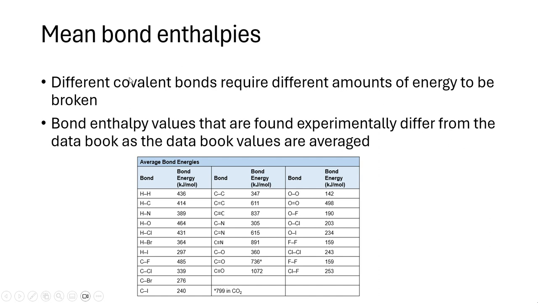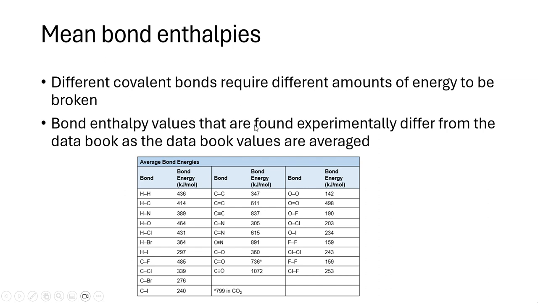I call them mean bond enthalpies. Different covalent bonds require different amounts of energy to be broken naturally. A CC bond will be different to a CH bond. Bond enthalpy values found experimentally differ from the data book, as the data book values are averaged. Bond enthalpy is very easy. It's just the bond energy you've seen in GCSE already. You find the bond energy of the left hand side of the equation, take away the right. It's the same thing here, we just call it enthalpy instead of energy.